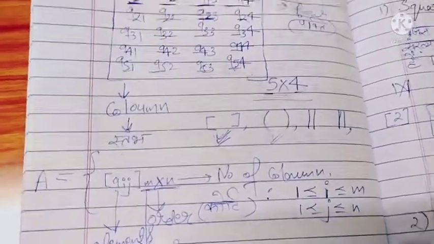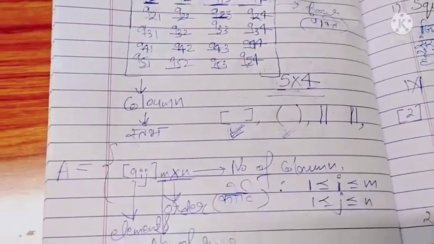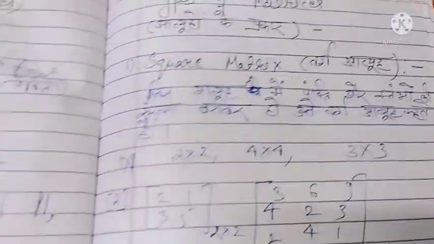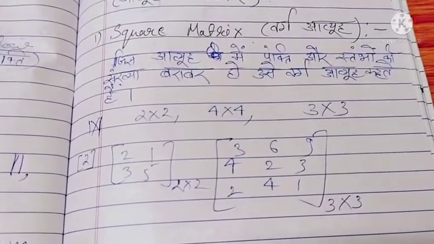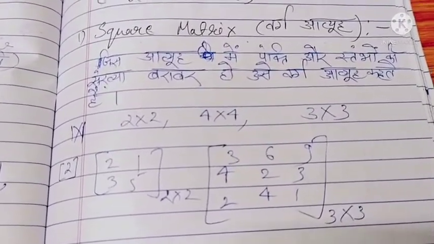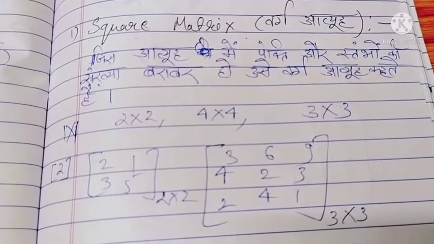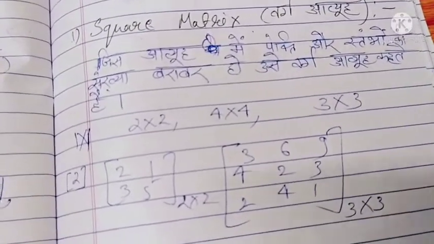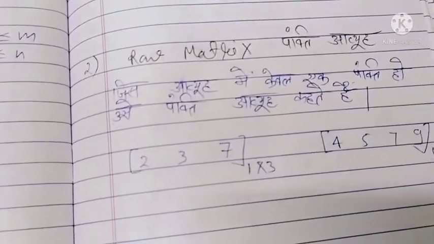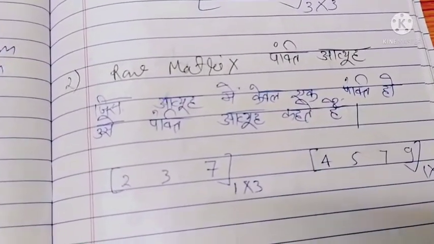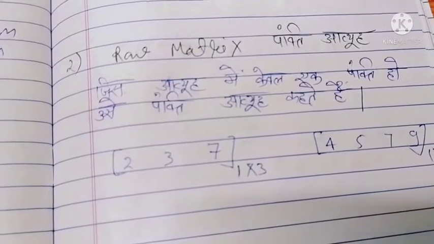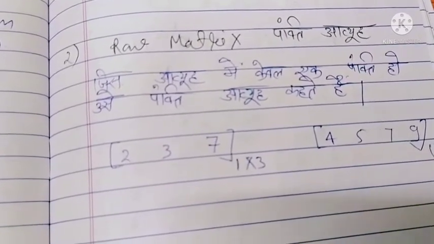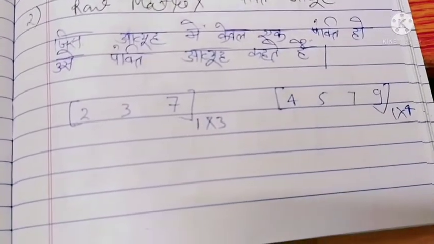Now we will study the types of matrices. First type of matrix is the square matrix. A square matrix is a matrix in which the number of rows is equal to the number of columns, like 1 cross 1, 2 cross 2, 4 cross 4, and so on. Next one is the row matrix, a matrix which has only one row. Then the matrix is called a row matrix. These are examples of a row matrix.